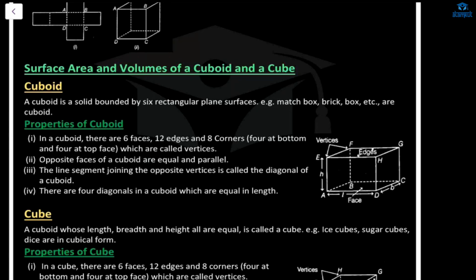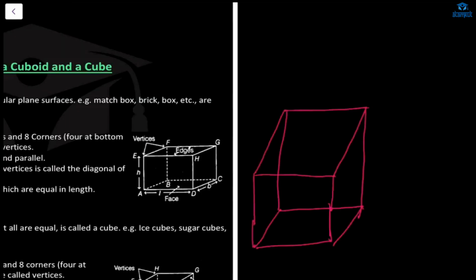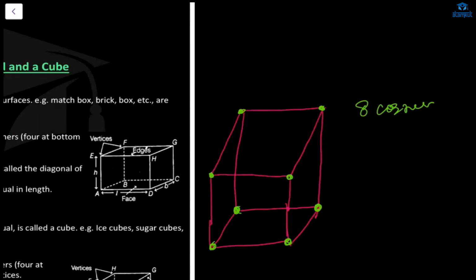Now look at the corners where all the faces are joining. If you look around your room, at the top you have 4 corners, and at the bottom also you have 4 corners. So there are 8 corners and 12 edges, the lines joining the corners. These are the corners, I am highlighting corners with green. 8 corners.